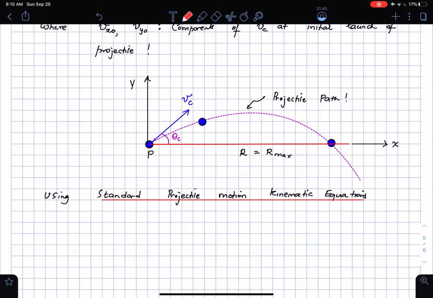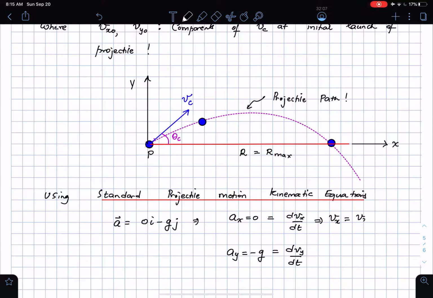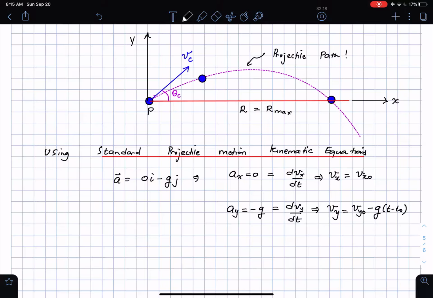If you wanted to start the derivation, you would have probably said acceleration is 0 i minus g j, which means that ax is equal to 0, so this is dvx by dt. ay is equal to minus g, which is dvy by dt, and then if I do the integrations and so on, I get vx is equal to vx naught, and from here vy is vy naught minus g times t minus t naught, and so on. So this is just a sample derivation.